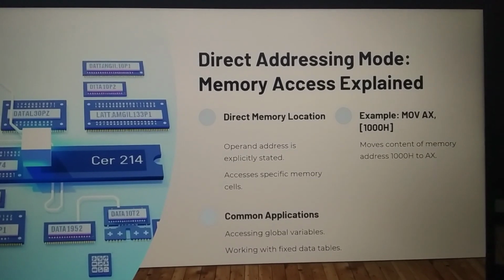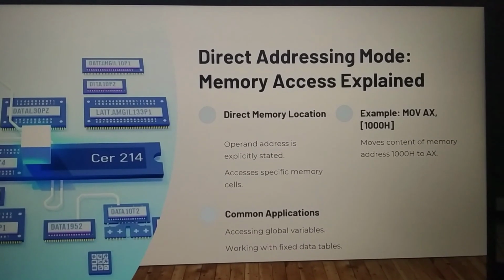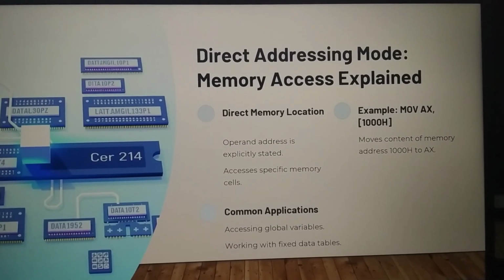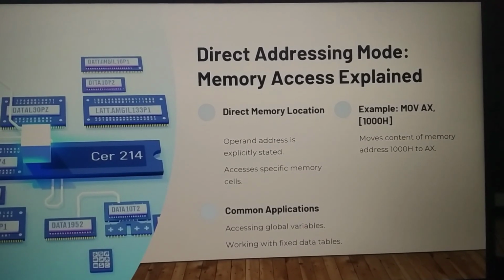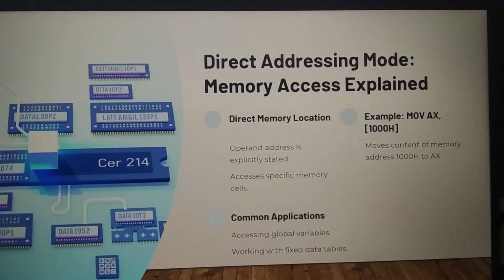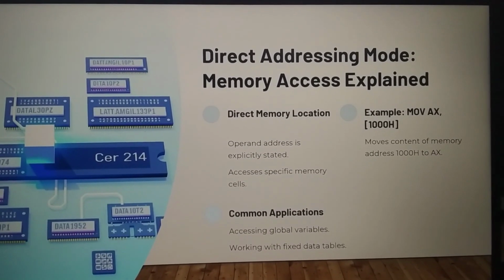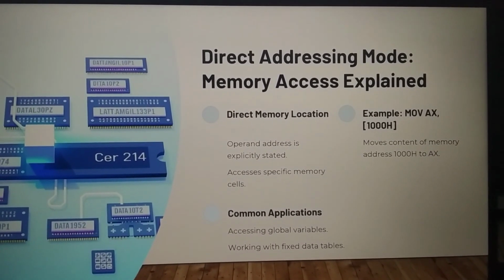Use cases of direct addressing mode: reading configuration data or constants stored in memory, for example, preloaded lookup tables and predefined values. Accessing variables stored at known addresses, common in embedded systems where fixed memory maps are used.